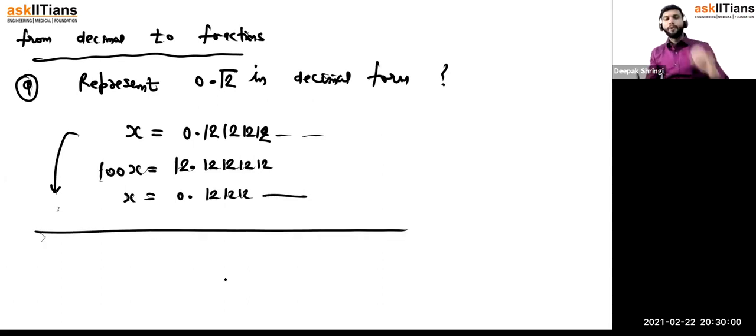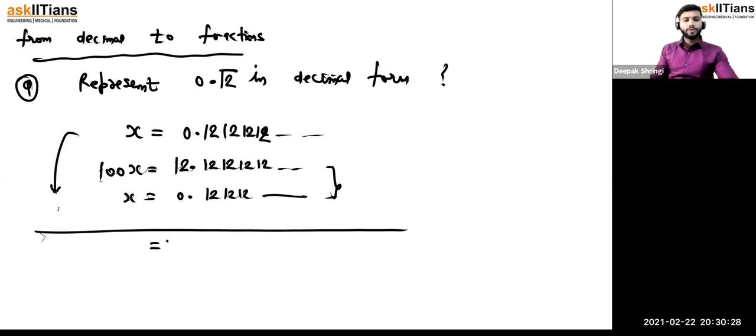Now it is an important step, so please pay attention. Look, it's 12 12 12 12. After the decimal, whether you talk about 100x or x, there are infinite times 12 12 12 repeating. So if we subtract the first one and the second one, on the right-hand side after the decimal you have the same thing, so that gets cancelled out.